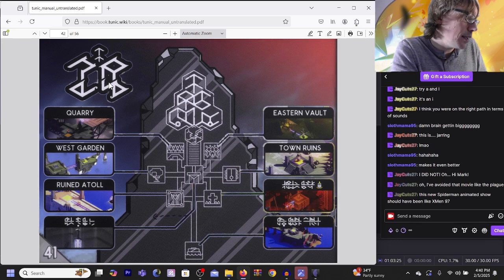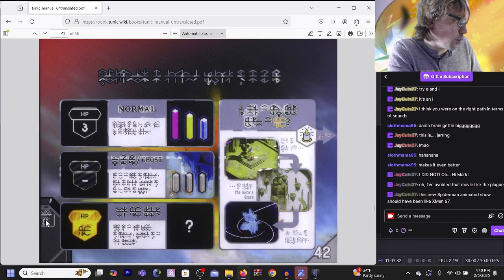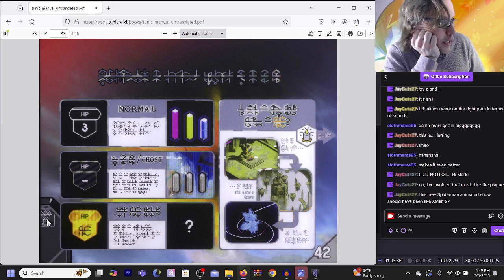What bothers me is this right here that I can't seem to get to. Next page. This is the one area I want to get to, and I can't seem to find a way there. But we'll figure it out.